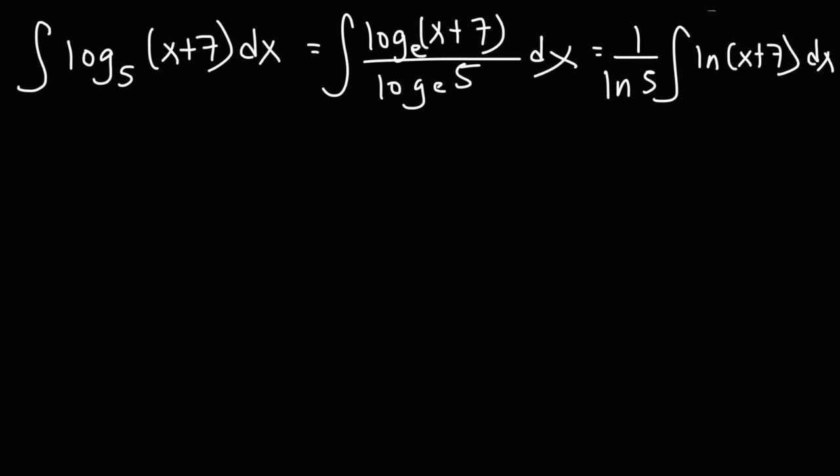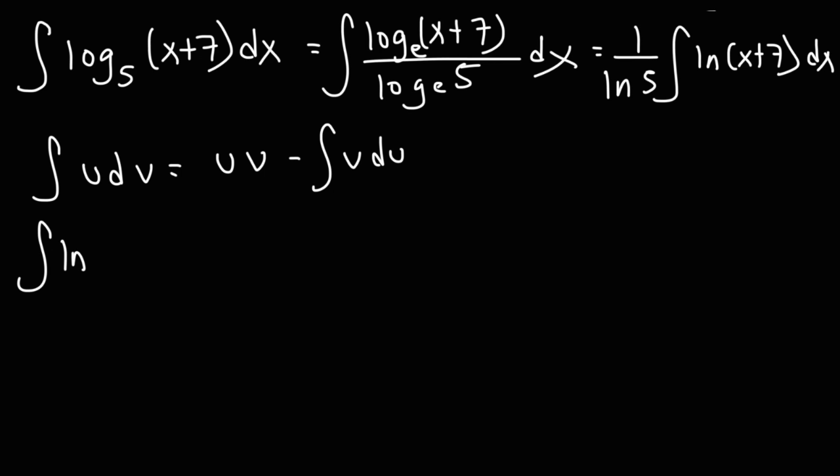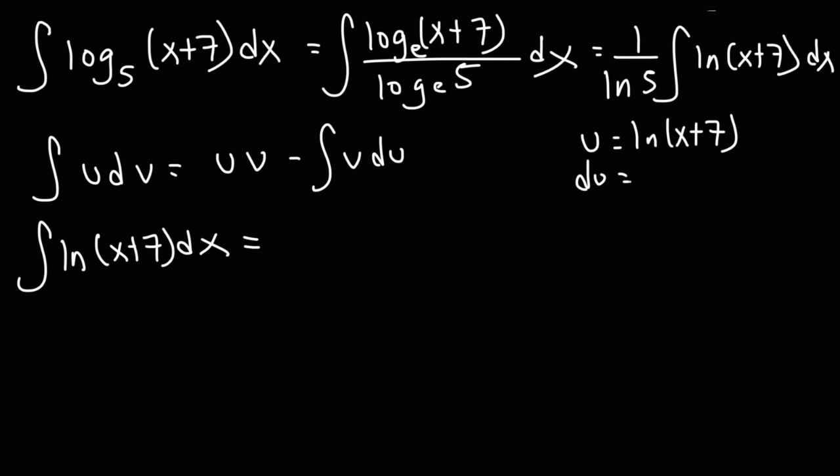So now, let's focus on integrating the natural log function using integration by parts. So the integral of u dv is going to be uv minus the integral of v du. So the integral of ln x plus 7 dx, let's make u equal to ln x plus 7. du is going to be the derivative of ln u, it's u prime over u. So it's going to be the derivative of x plus 7, which is 1, divided by x plus 7, and then times dx. dv, we're going to make that equal to dx.